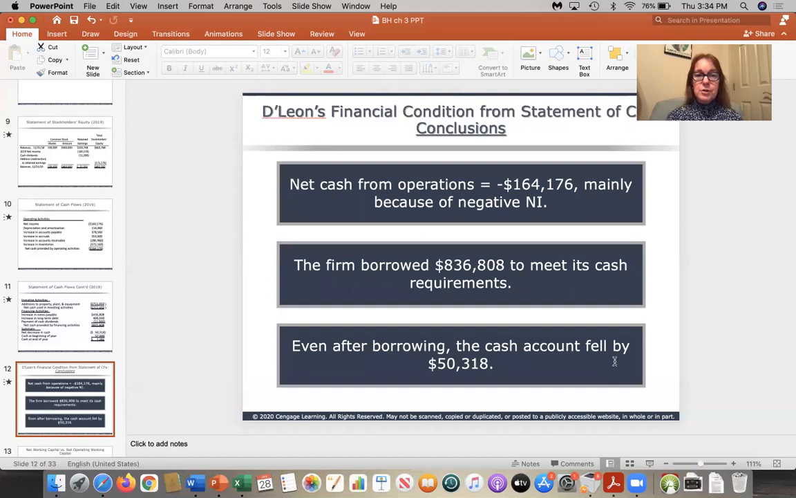Okay, so this you can read on your own. They're just drawing some conclusions after looking at these financial statements.